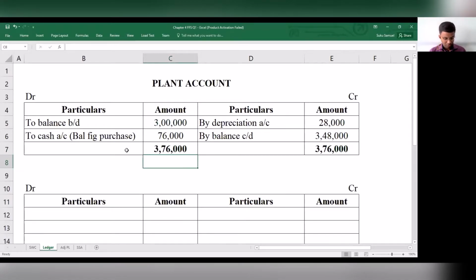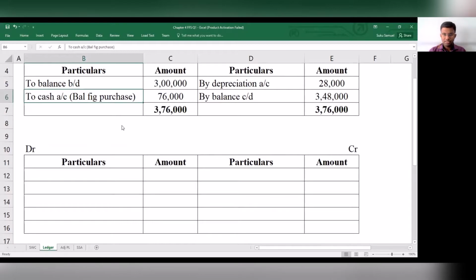So this amount we have got by deduction, or we have deduced with the preparation of the ledger account, and the balancing figure is 76,000. Now, the purchase of plant, this is an application. This has to be considered in step 3.